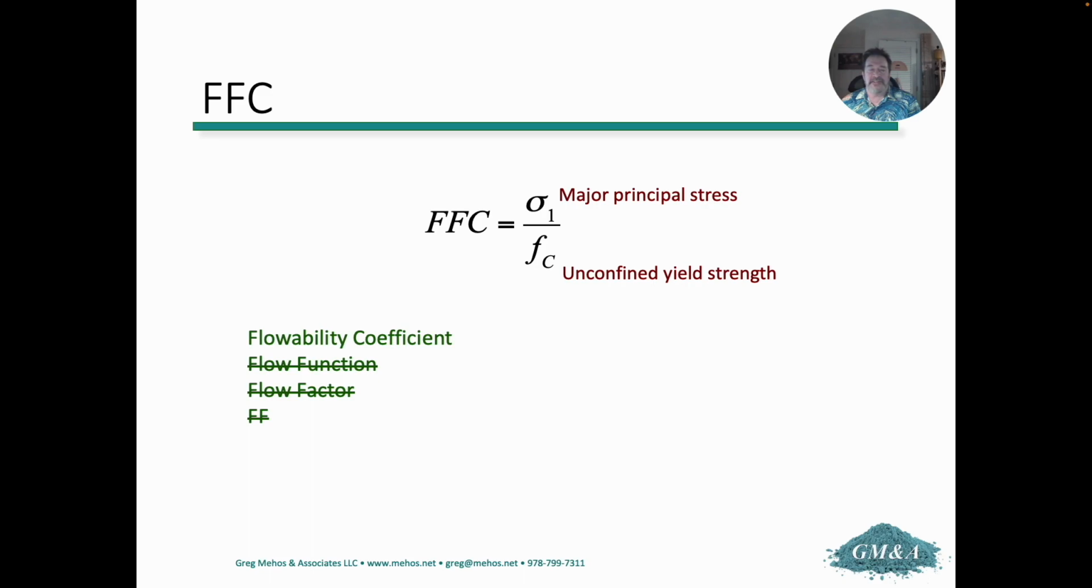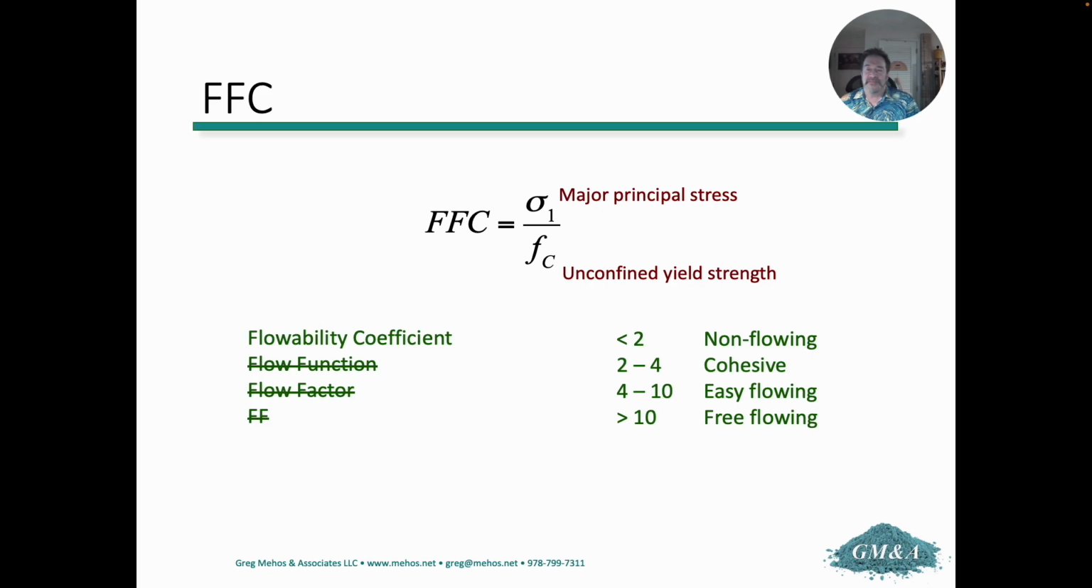Remember, the flow function is the relationship between the unconfined yield strength and the major principal stress. And the flow factor is something different. I'll explain that a little bit later. So please call it FFC or flowability coefficient. Don't call it the flow function. And as a rule, people like to take the number because the unconfined yield strength or cohesive strength is in the denominator. It makes sense that a larger number means it's better flowing.